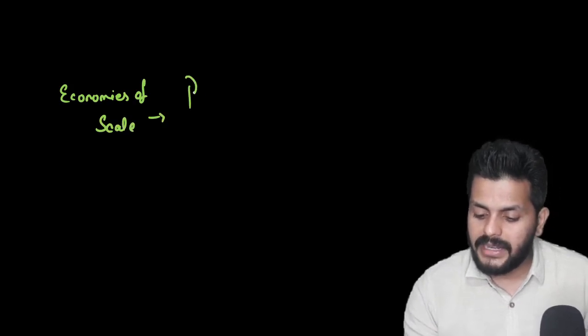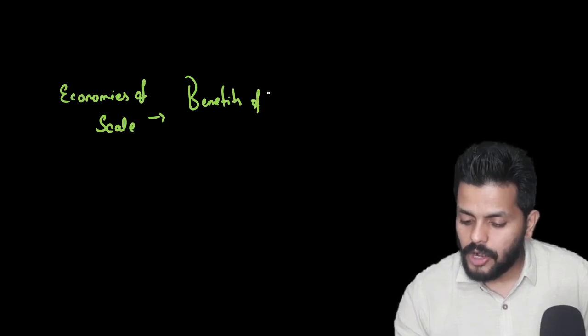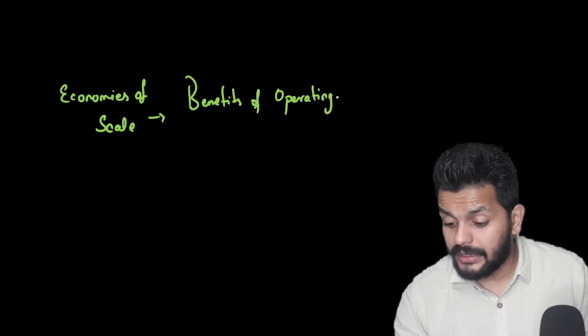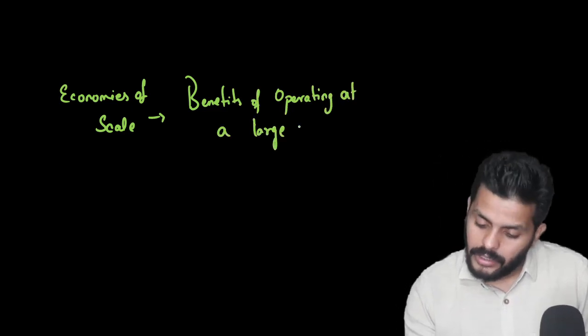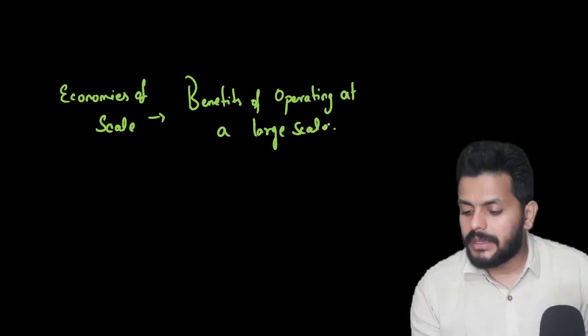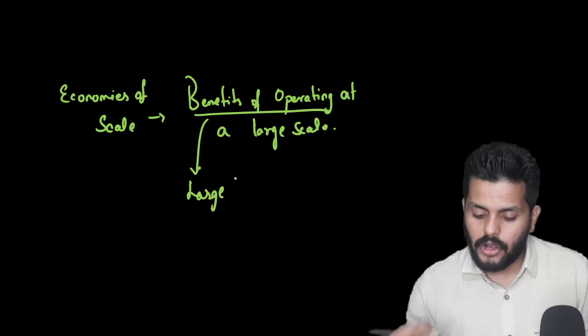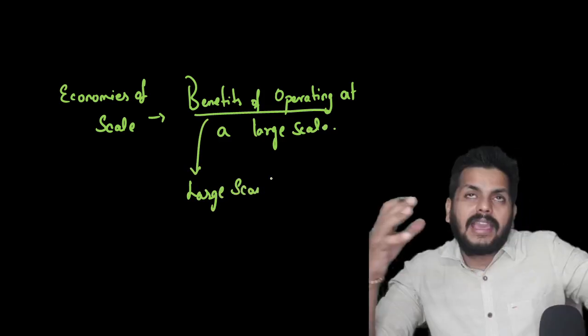Economies of scale is nothing but the benefits of operating at a large scale, or simply you can say benefits of operating with large scale production. Anything in the context of production, it's large scale production. Otherwise normally also economies of scale means doing it bigger.